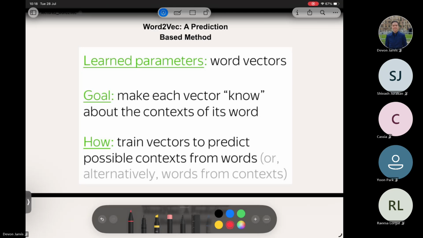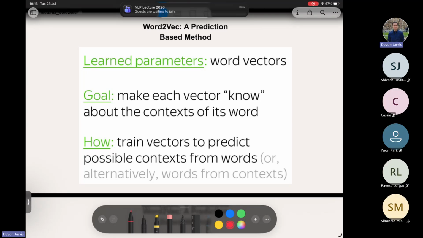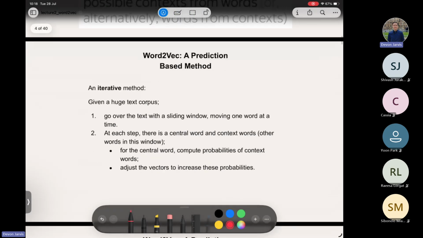Thank you, mate. Okay. So learned parameters are the word vectors themselves. And so all we now need to do is make sure that each vector knows about the context of its word. And so we're going to train that with backpropagation, as we saw last week. So here's the breakdown of the algorithm. We'll show an example in a second.